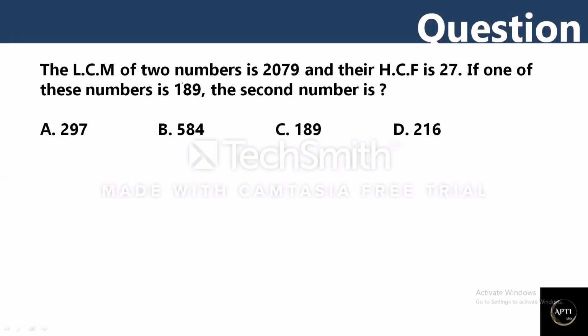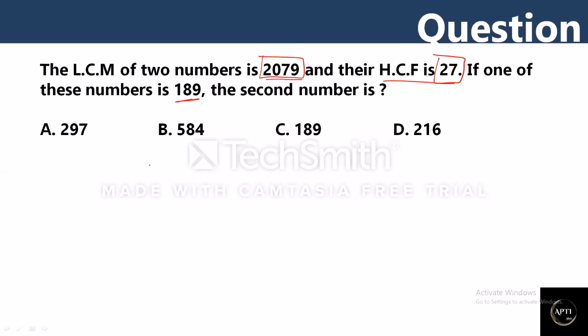The LCM of two numbers is 2079 and HCF is 27. If one of these numbers is 189, find the second number. I hope you understood this question. Here they have given the LCM of two numbers, and the HCF of the two numbers is 27. It is also given that one number is 189. They are asking us to find the second number.